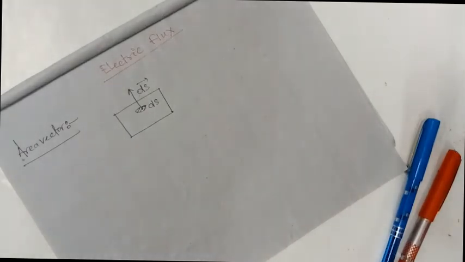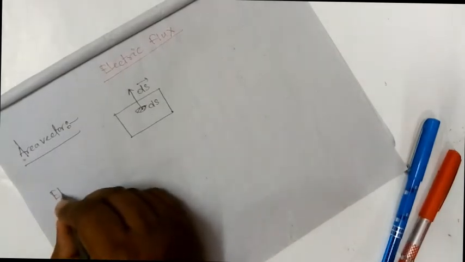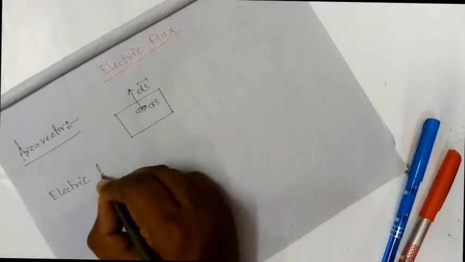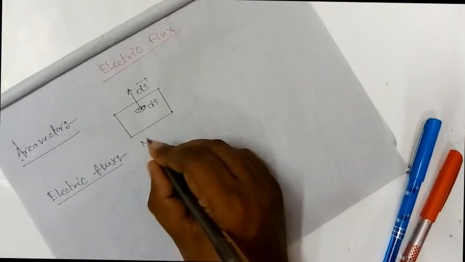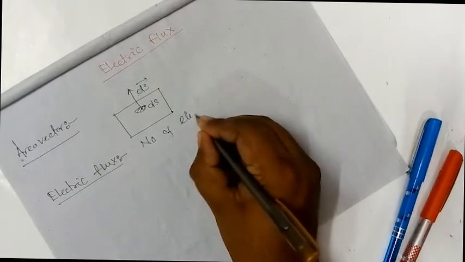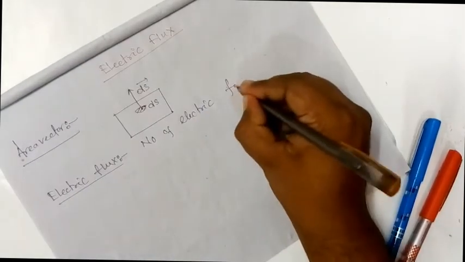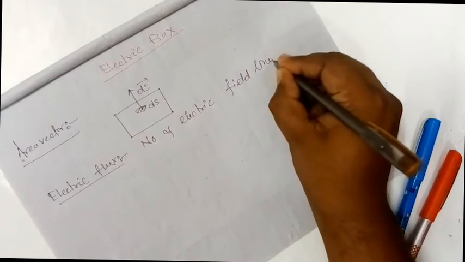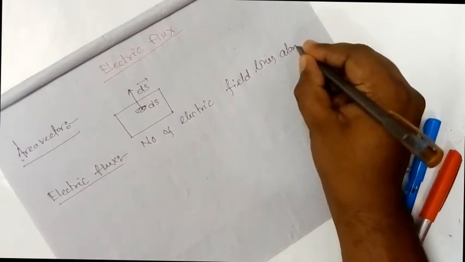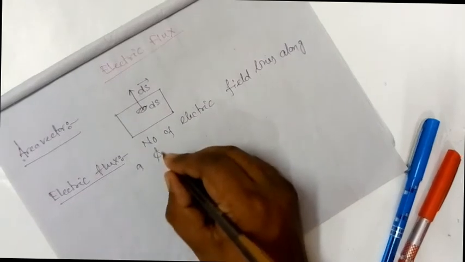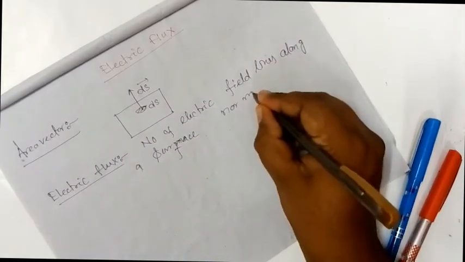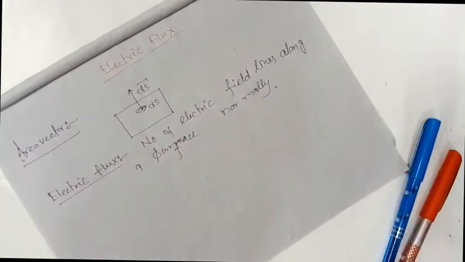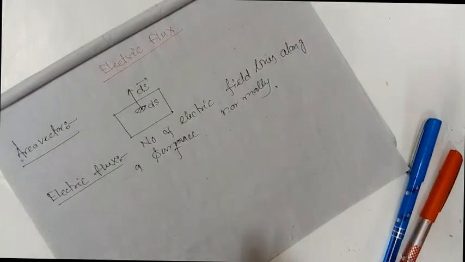Why should we learn this? Because the next part we're going to learn is electric flux. What does electric flux tell us? The electric flux tells us the number of electric field lines passing along a surface normally.